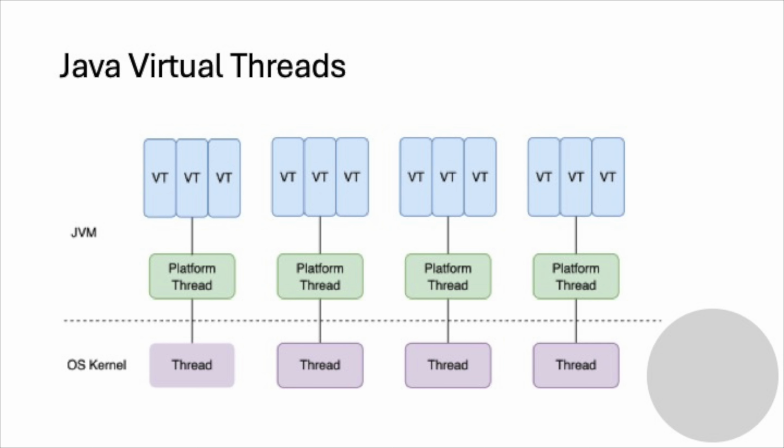If you see from bottom to top, a single platform thread corresponds to a single OS thread. But after Java 19, a single OS thread can be controlled by multiple virtual threads. If there are any blocking operations in the virtual threads, the OS thread can be reused by other virtual threads.